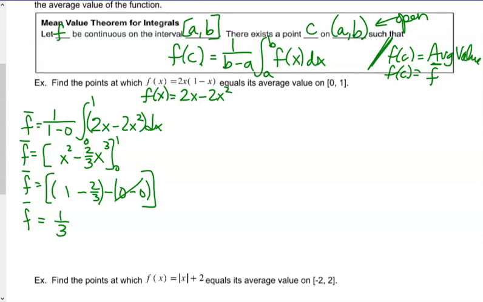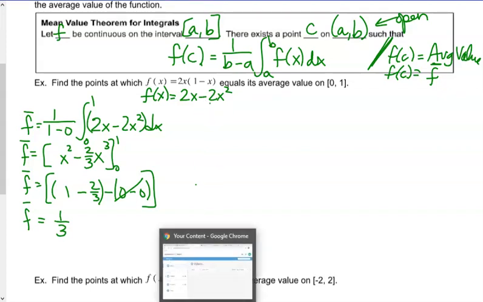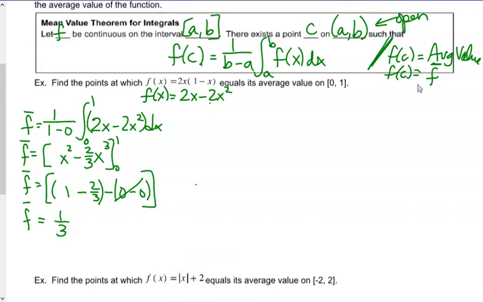So that's the average value that I want to find and set equal to this guy right here so that I can figure out the x value. Now, it does say f of c, so if you want to plug c in, which gives you 2c minus 2c squared, the x's in c doesn't really matter.